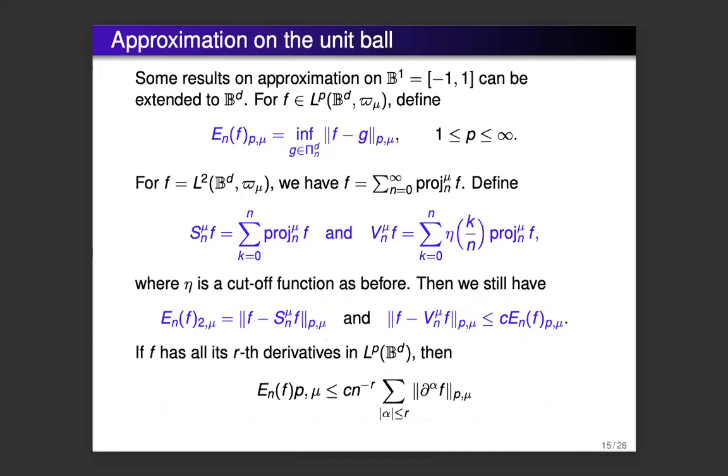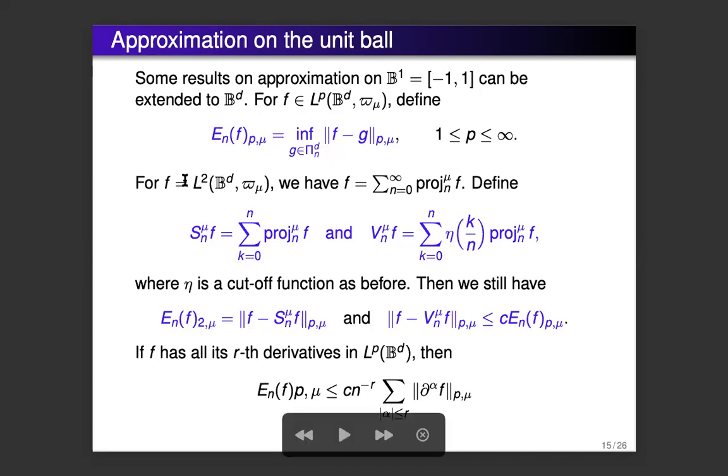So let's now go back to approximation on the ball. Some results on approximation on B^1, which is -1 to 1, the one-dimensional ball, can be extended to B^d. So for f in L^p(B^d, w_mu), for any mu, you can define again the error of best approximation, the infimum of the norm of f minus g, where g is any polynomial of degree n. The same quantity as we defined in one variable.